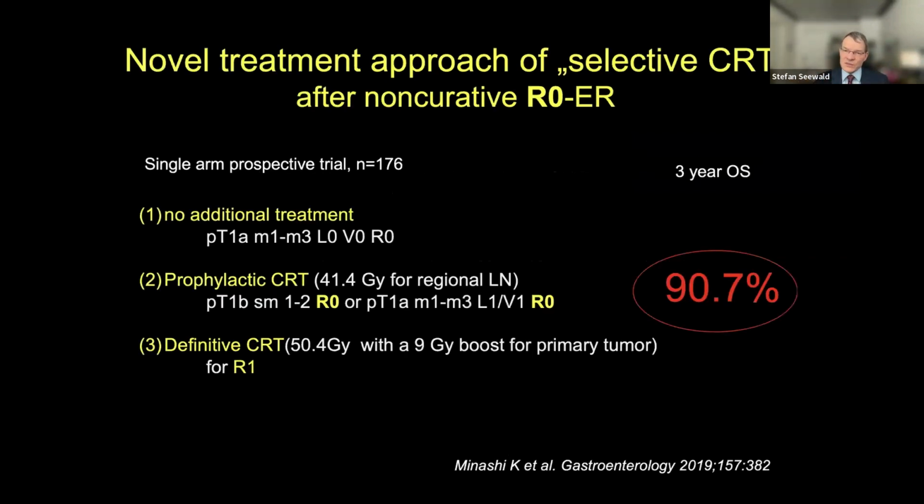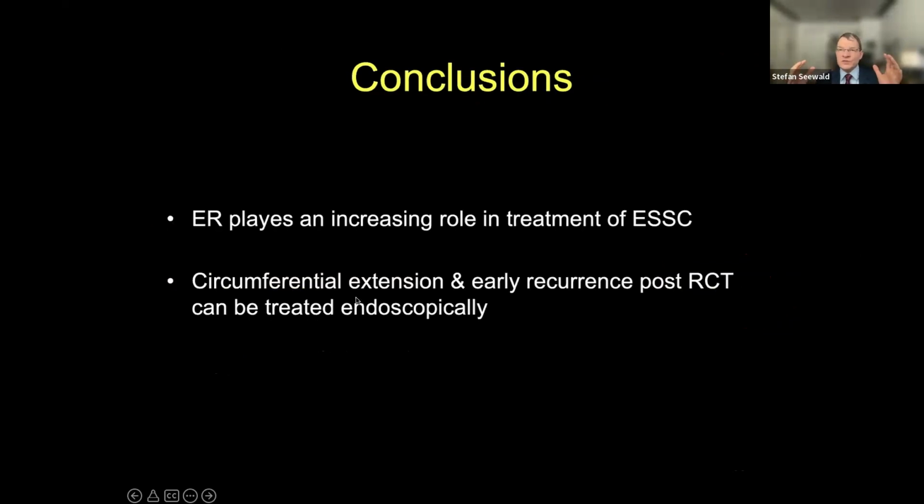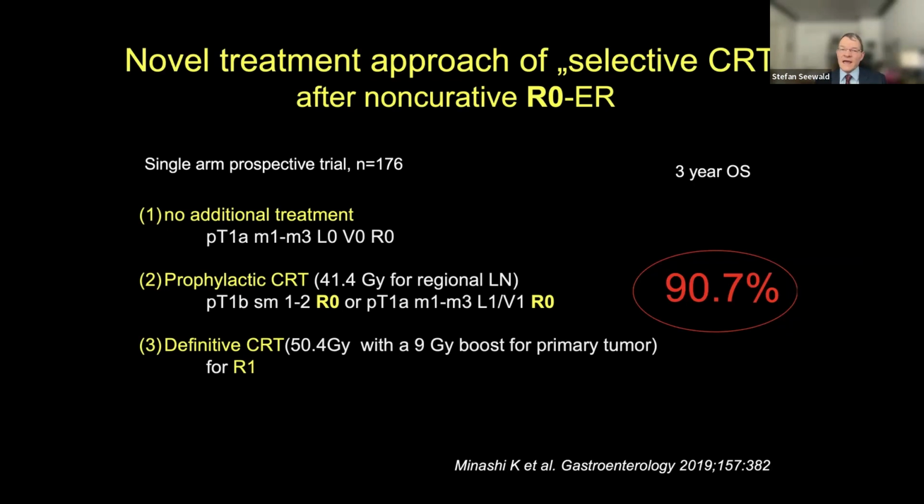And there is a Japanese group with a new concept. What they did: if you had a cancer up to M3, no lymphovascular invasion, they don't perform any additional treatment. But if you had a submucosal invasion or a lymphovascular invasion in mucosal cancer, where you usually have to treat additionally, they performed a prophylactic chemoradiotherapy, but they reduced the amount of radiation, because the advantage of endoscopic resection is that the tumor is completely removed and we only need to treat the risk of lymph node metastasis. And with this approach, the survival rate after 3 years in these complicated patients was about 90%.